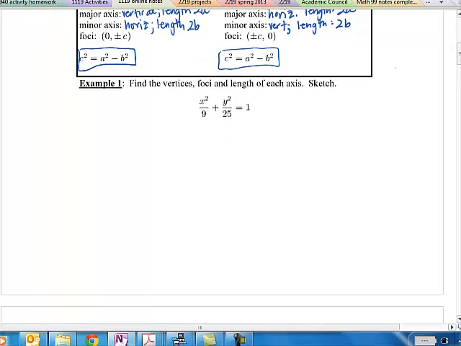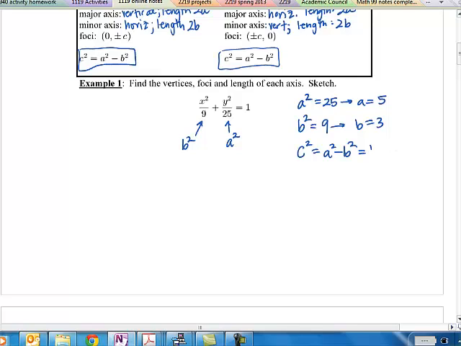So we want to figure out, it looks like 25 is larger, so that's a squared. 9 is smaller, that's b squared. It helps to establish a squared, b squared, and c squared right away. So a would be 5. Remember, we always take the positive value. Certainly there are two solutions to a squared equals 25, but we want the positive one. B squared is 9, that means b is 3. C squared is a squared minus b squared, so in this case that's 16. So c would be 4.